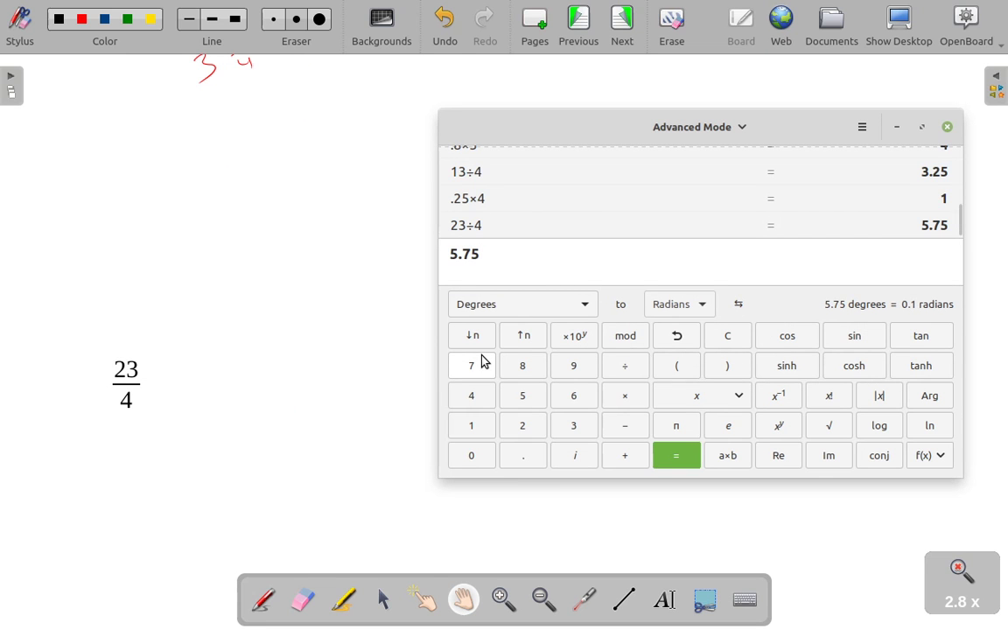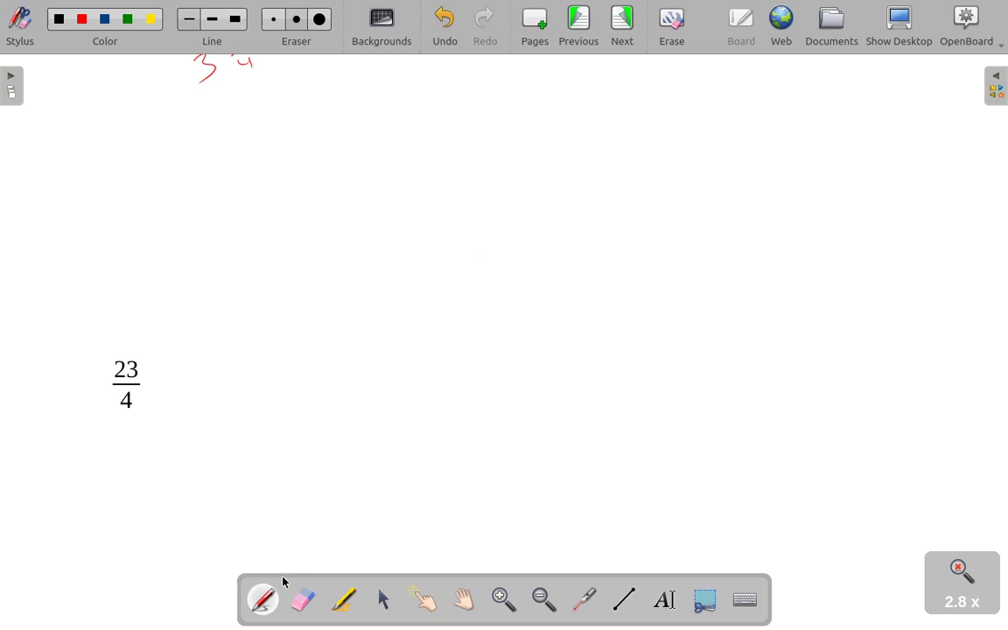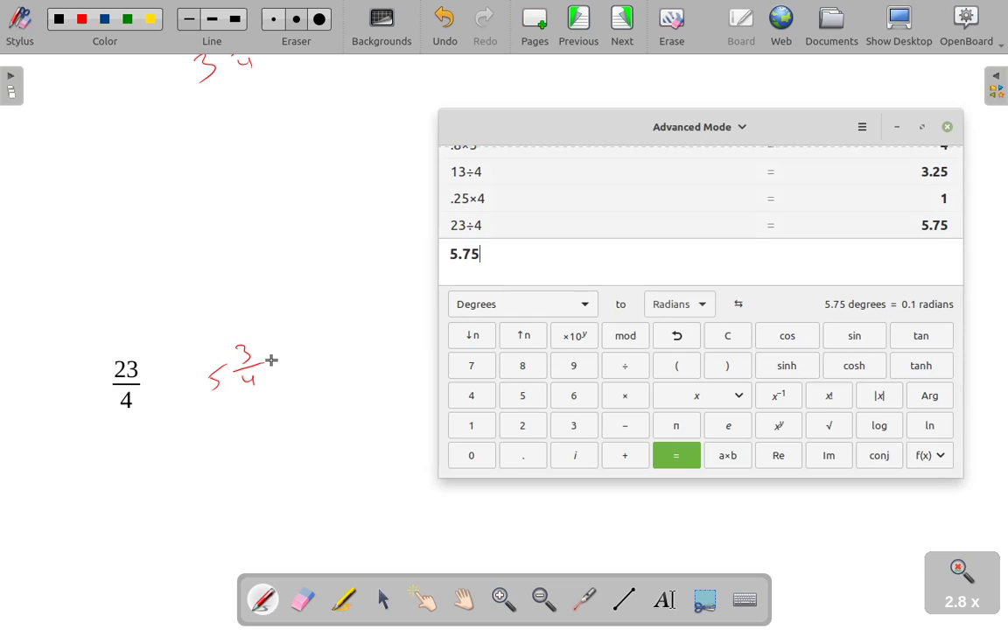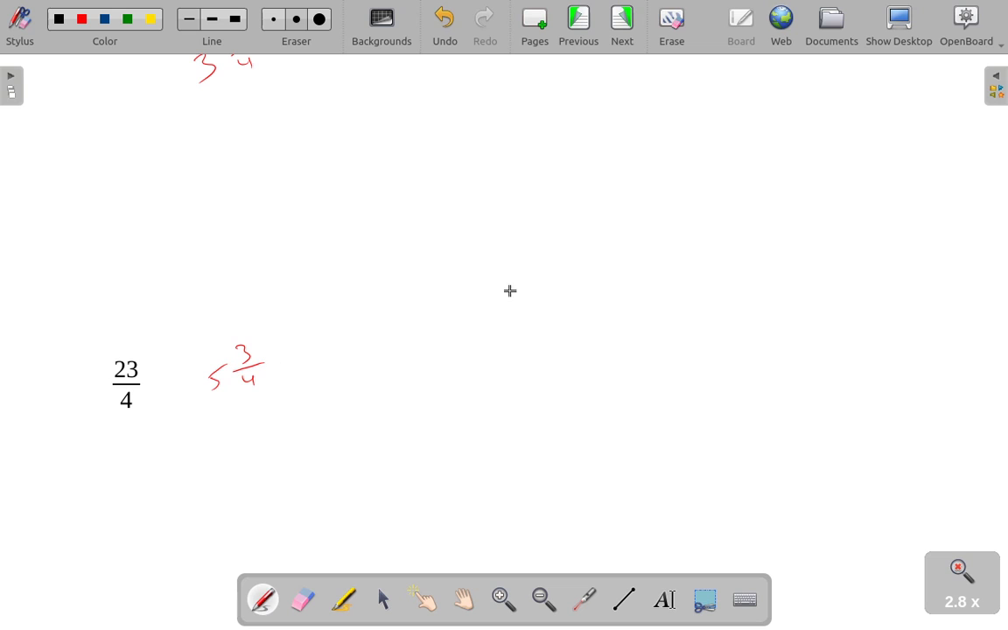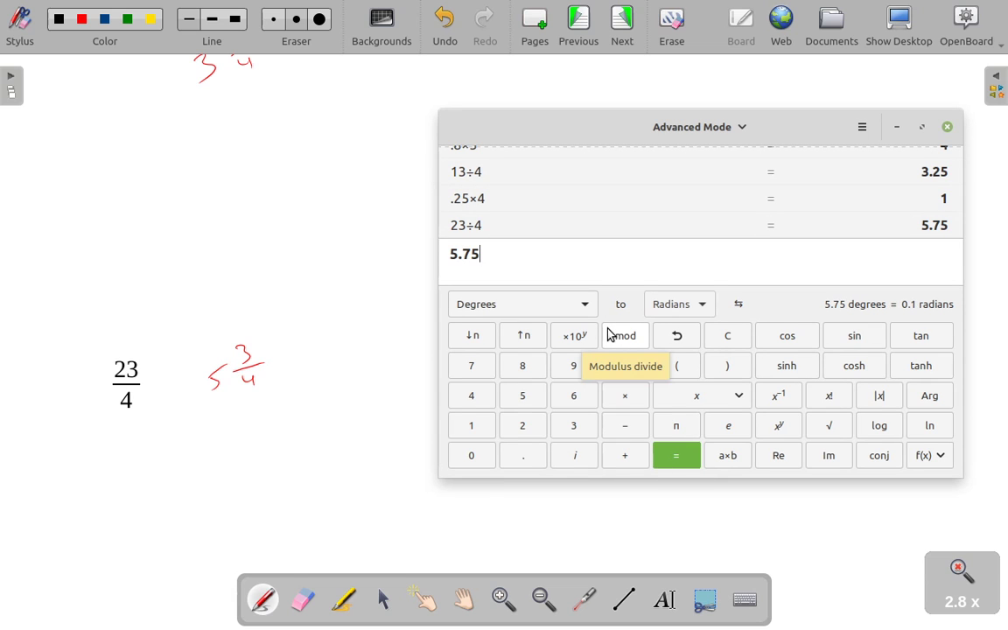23/4 is 5.75. Now, if you've worked with fractions much at all, you probably recognize the 0.75 as 3/4. If you recognize it, you might as well go with it. So it's 5 and 3/4. But the question is, what if we don't recognize it? So what if it was, I don't know, 23/5? Let's see what happens there.